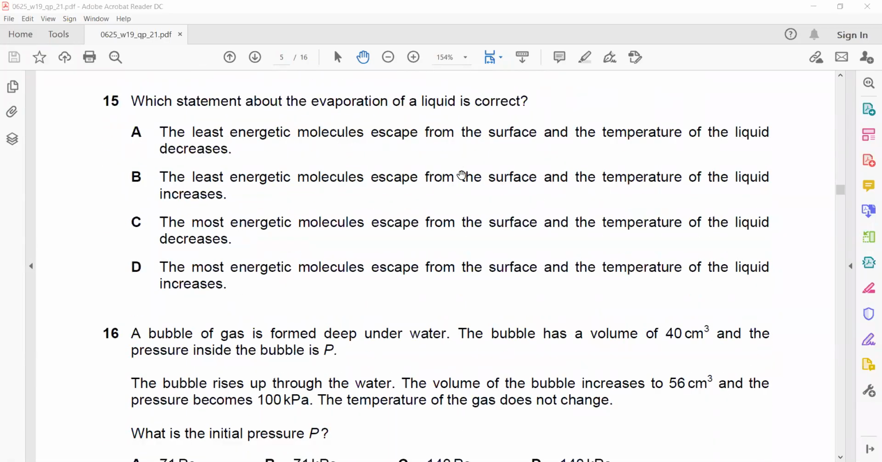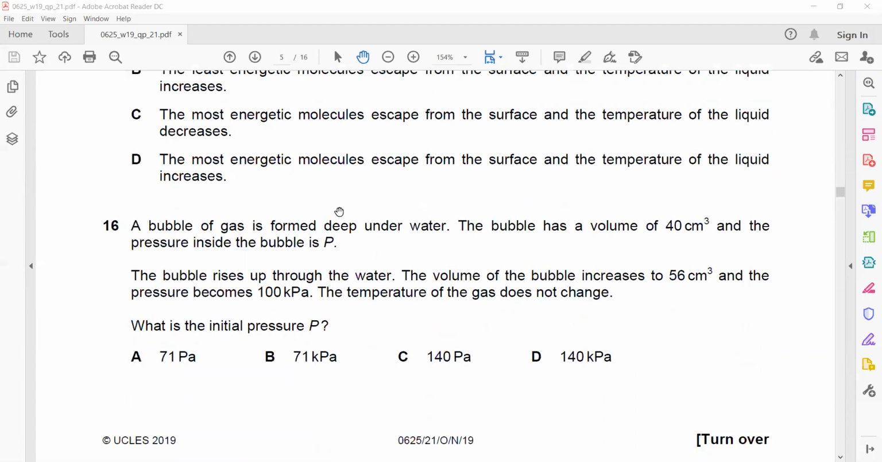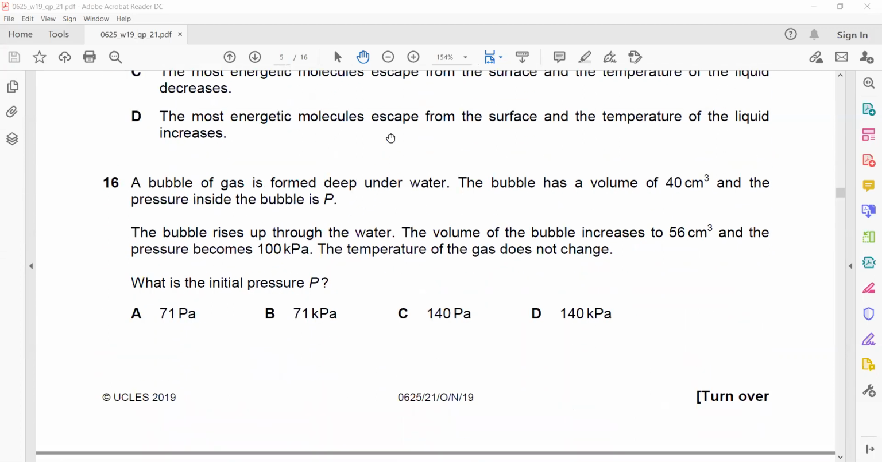What is the answer for question 15? The correct answer for question 15. So the most energetic molecules escape, and the molecules left behind will have low energy. Question 16.